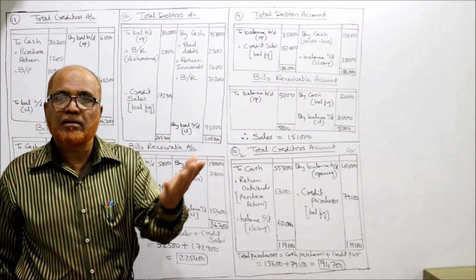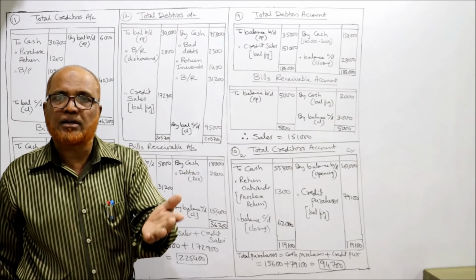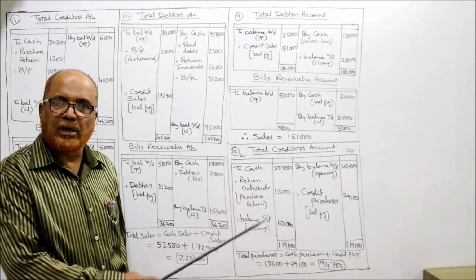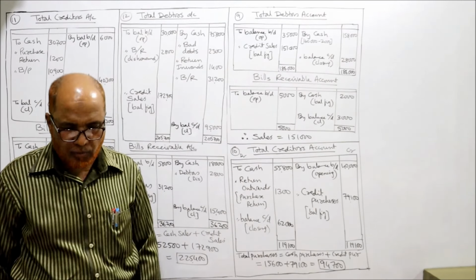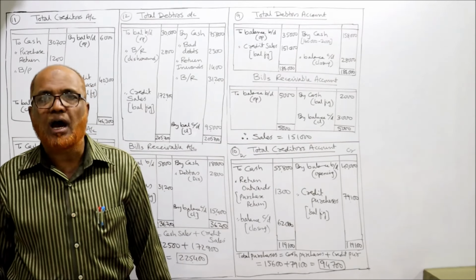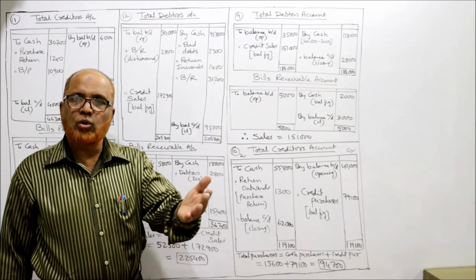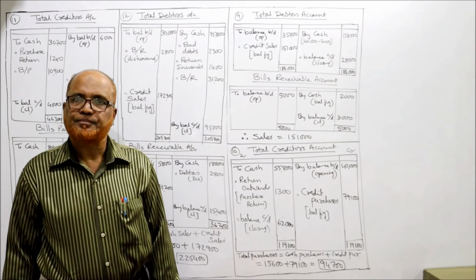To whom we are paying? Creditors. So creditors account debtor to cash. So creditors को debit करिए, debit side to cash 55,800. Second item over. Next item is return outward. Return outward का मतलब purchase return.